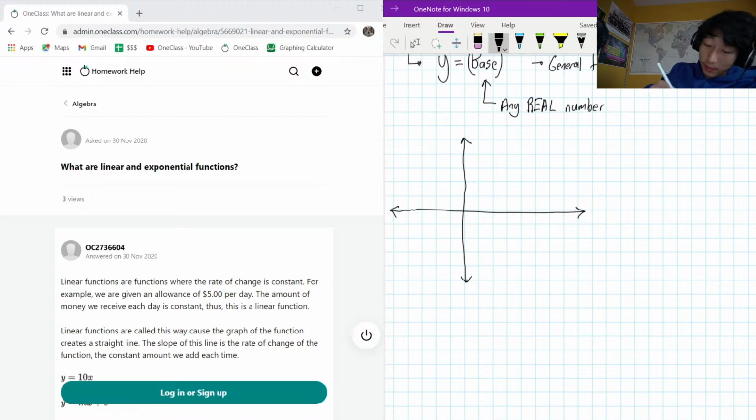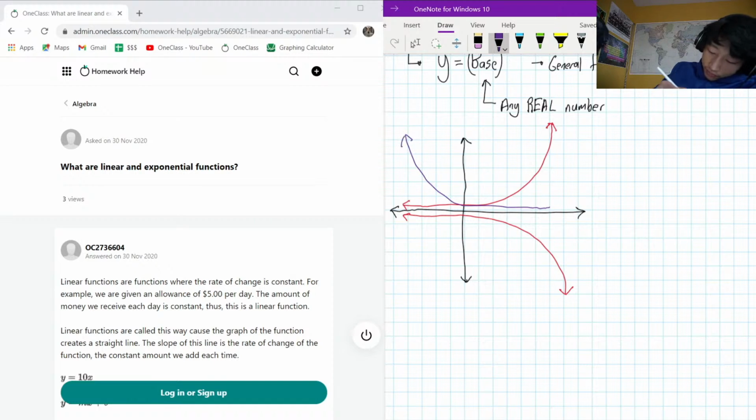So, an example of one, maybe let's do it in red, like strawberries. You might have them looking like this. You might have them looking like this. And in the other direction, I'll do it in purple. You could reflect it this way as well. Or this way.